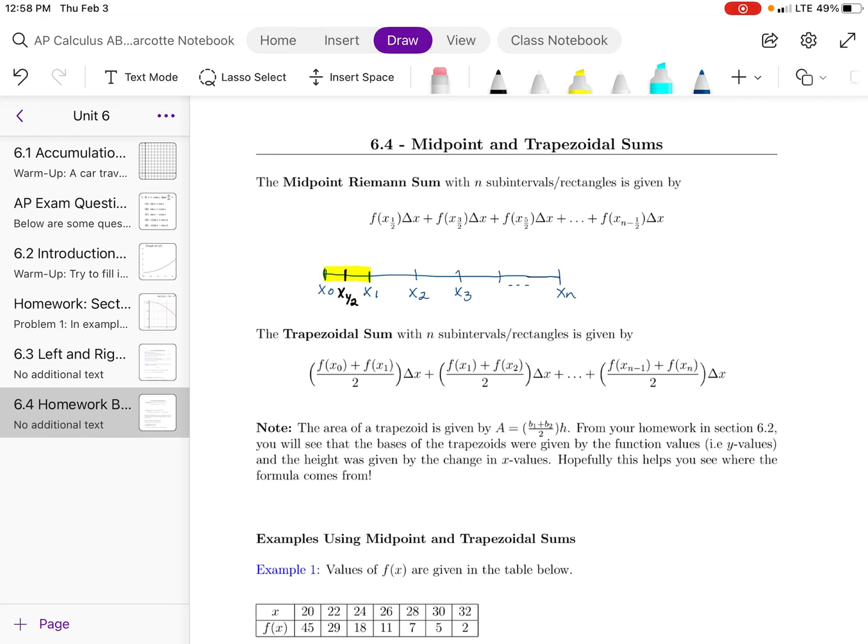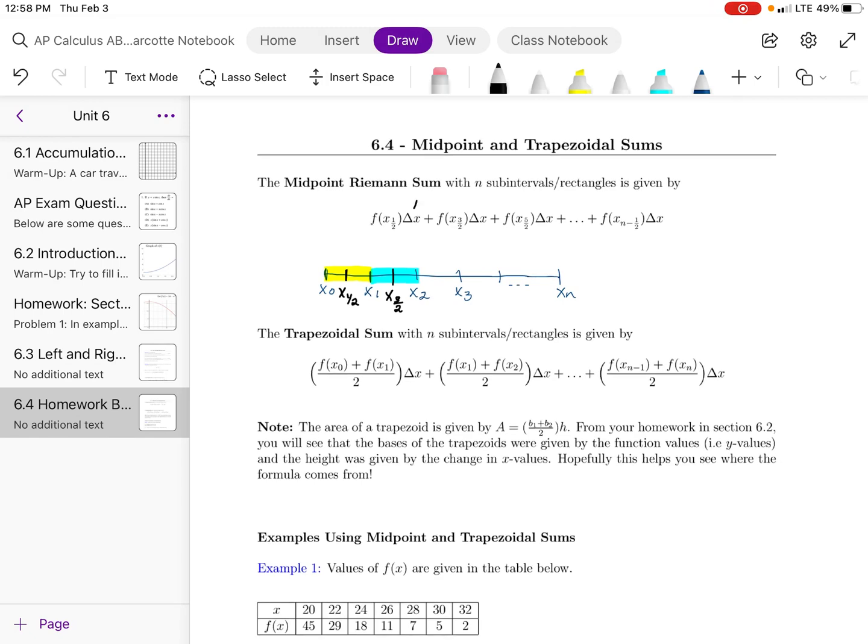Then going to the next interval, what's the midpoint between x sub 1 and x sub 2? 3/2 or 1.5, and so on and so forth. Okay, so just like before, this represents the base, and this represents the height.